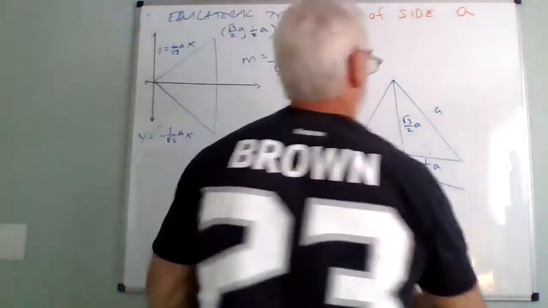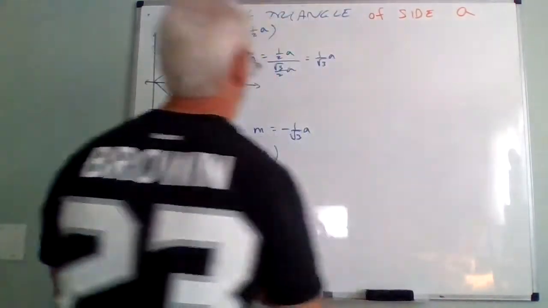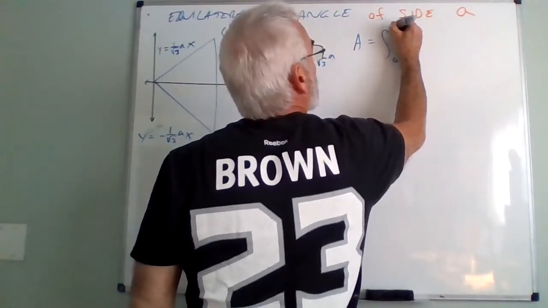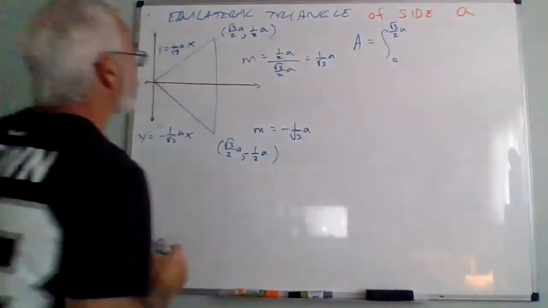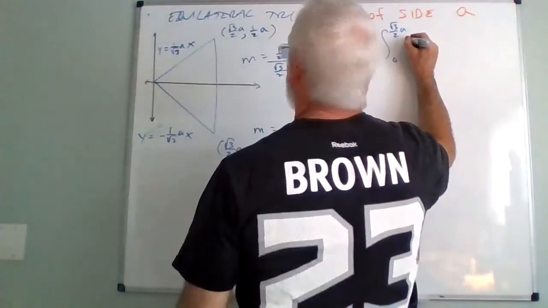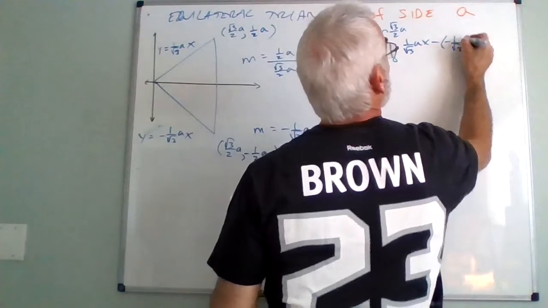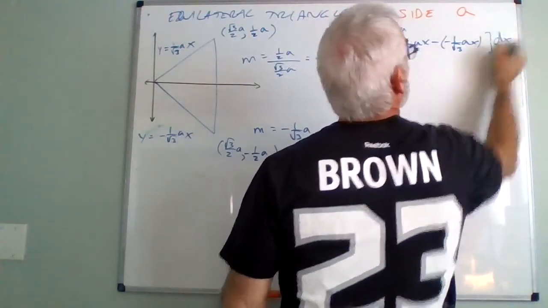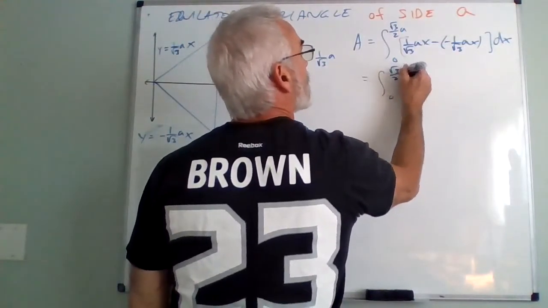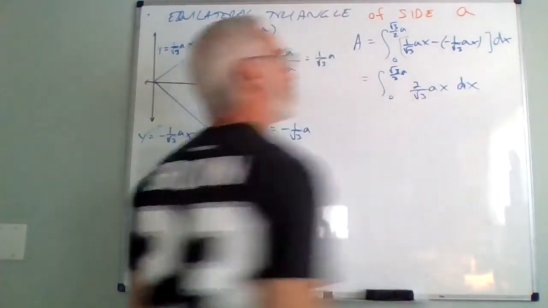So let's go ahead and set up our area first. Because we said if we can set up the area, then the rest of it works out quite nicely. So the area would be the integral from 0 to root 3 over 2 A, top curve minus bottom curve. So that would be 1 over root 3 A x minus negative 1 over root 3 A x dx, which is simply 2 over root 3 A x dx.